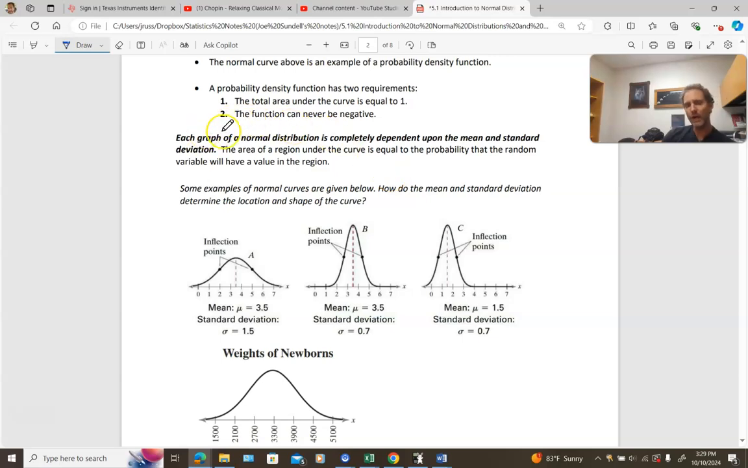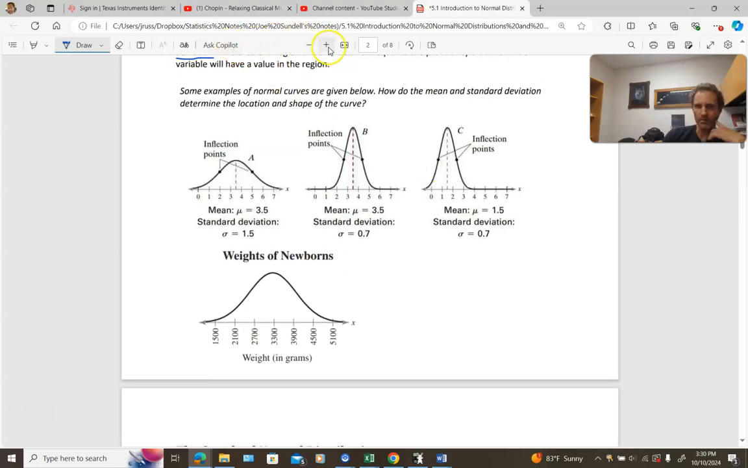Furthermore, guys, every graph or every bell curve, and these will differ depending on the distribution, is going to be completely dependent upon the mean and the standard deviation. Okay, so the mean will tell us where the distribution is centered along that horizontal axis, and then the standard deviation is going to tell us how spread out that distribution is. Is it going to be a very narrow bell curve, or is it going to be a wider bell curve? And down here we've got some examples.